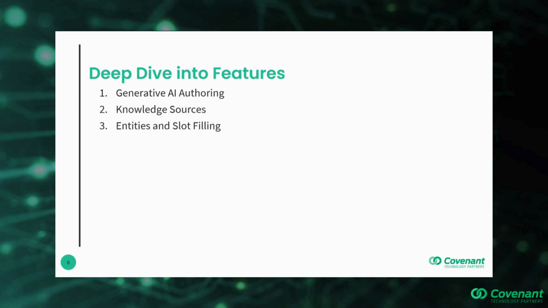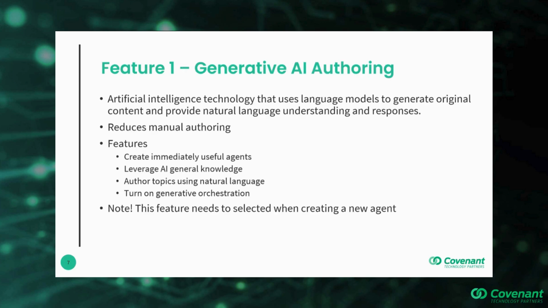Okay, deep dive into features. So we're going to cover kind of 3 topics: generative AI authoring, knowledge sources, and entities and slot filling. So the first one, generative AI authoring. So what is it? Artificial intelligence technology that uses language models to generate original content and provide natural language understanding and responses. So if you've used Copilot 360 and M365, or if you've used ChatGPT or something similar, it's giving you that kind of response in a colloquial manner.